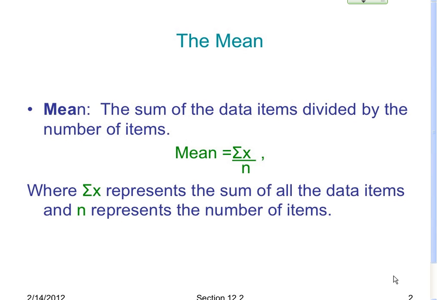Don't worry about this formula. This looks more complicated than it is. You guys know how to find the mean. You add them up and divide by the number of numbers you have.